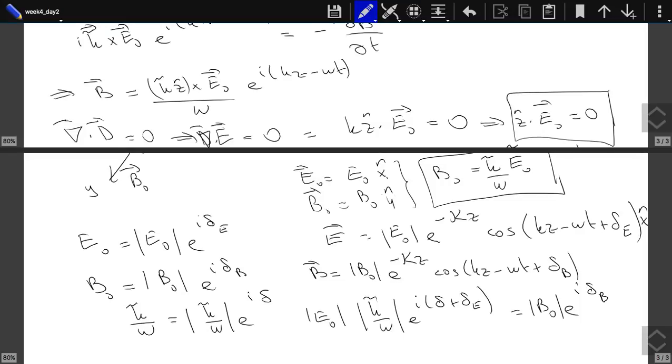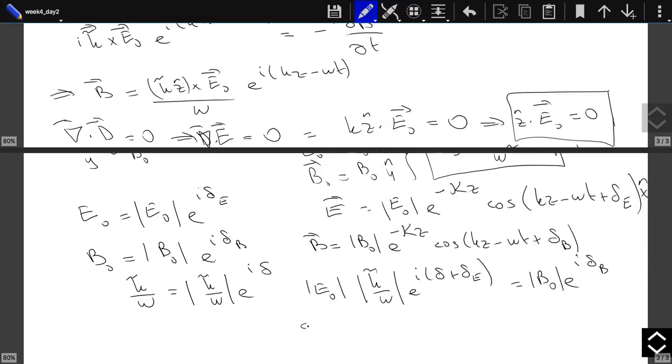Now you see the magnitude of B0 is just the magnitude of E0 multiplied by the magnitude of k tilde over omega. But you see, delta B and delta E in general differ. Depending on your conductivity, for example, one of them can stay a cosine, the other one will be a sine. They are shifted. The waves in the electric and magnetic field will be shifted relative to each other due to this conductivity.